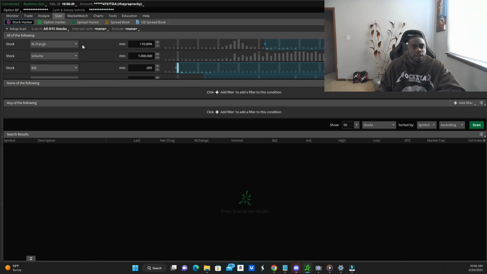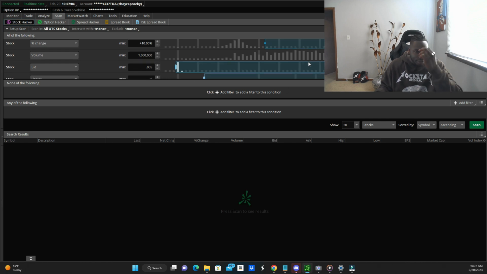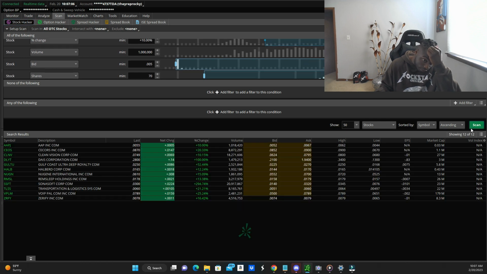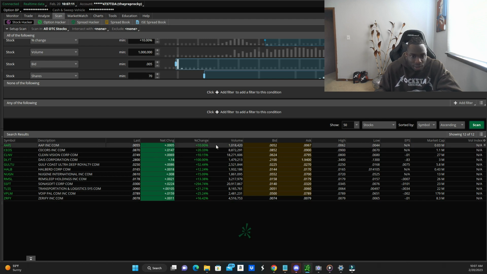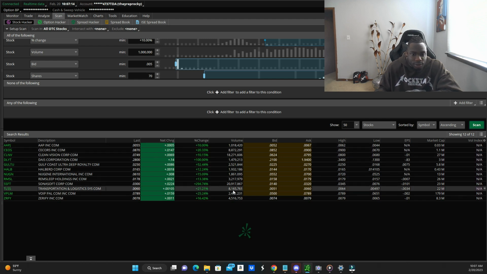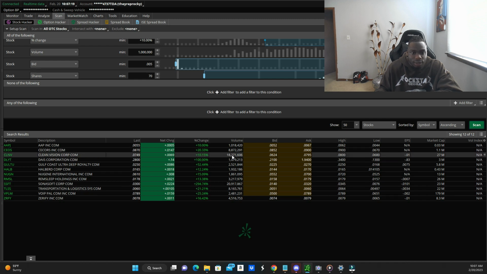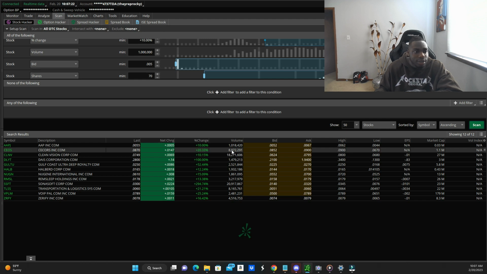I do this just from going through my TD Ameritrade. For my OTC scanner, I have it for a 10% change. Then on volume, I want at least a million in volume, and $0.05 to $0.80 in range. I just run the scan and go through the ones that have the highest volume. I don't really want the ones trading just a million in volume, but if it's trading 10 million, 20 million, then I'm more likely to look at it.